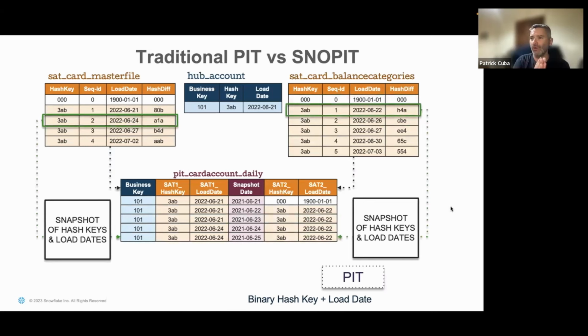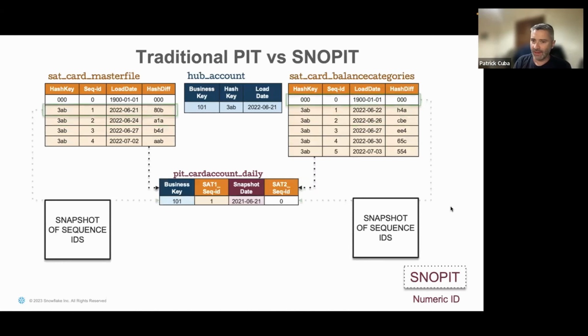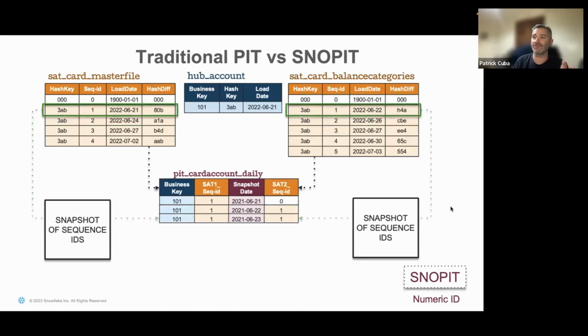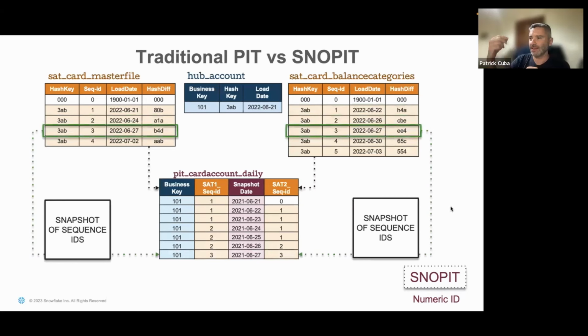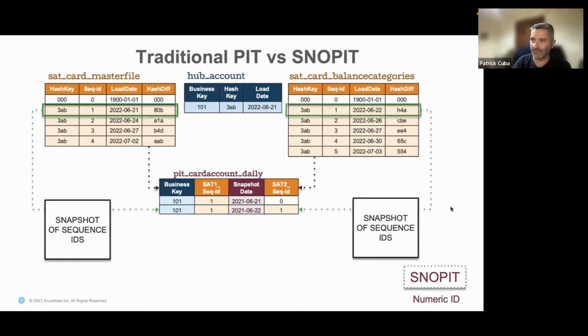With the snow PIT, it's just a single column. We designate an auto increment column in each satellite, so you don't have to populate it yourself. You just define it in the DDL. And when you build your PIT, instead of picking the hash keys and load dates, you just pick that increment column instead. And that reduces the amount of traffic that goes through the network, right?